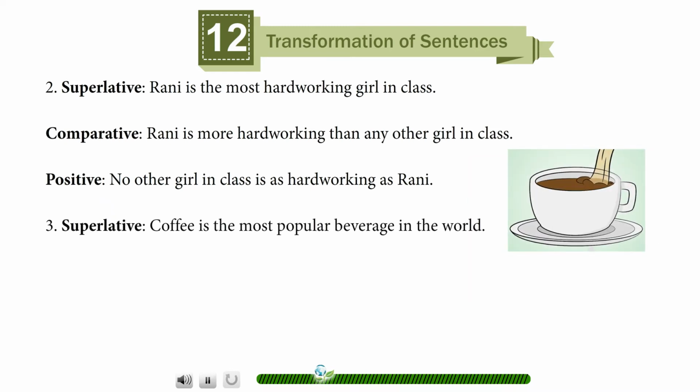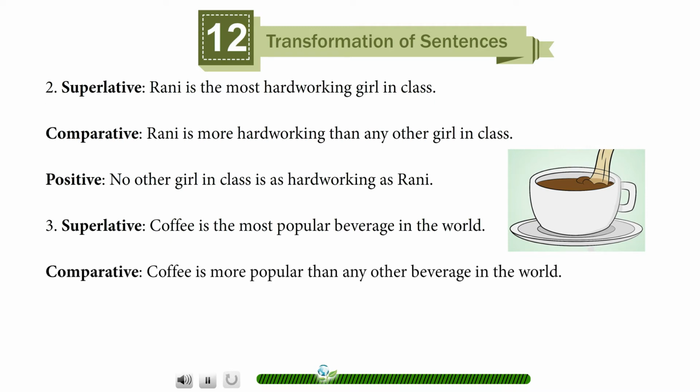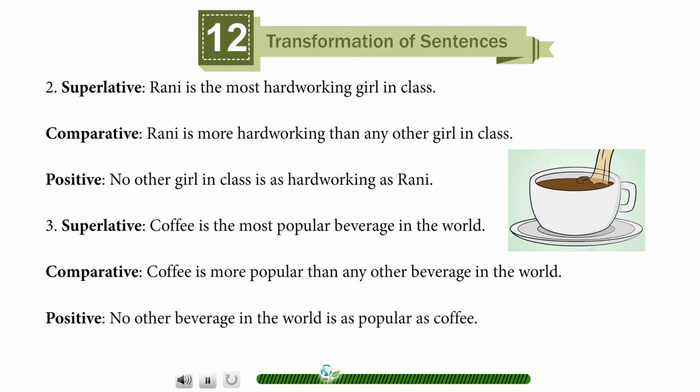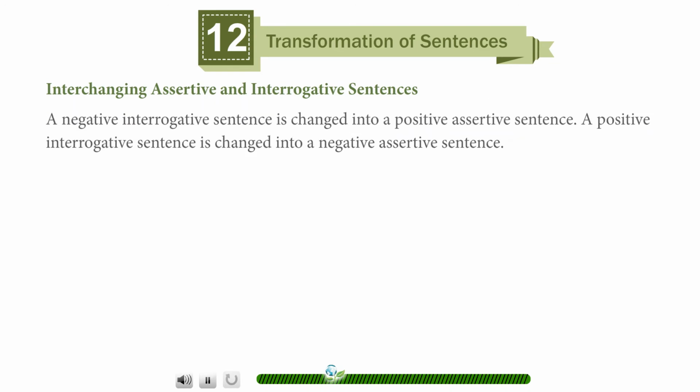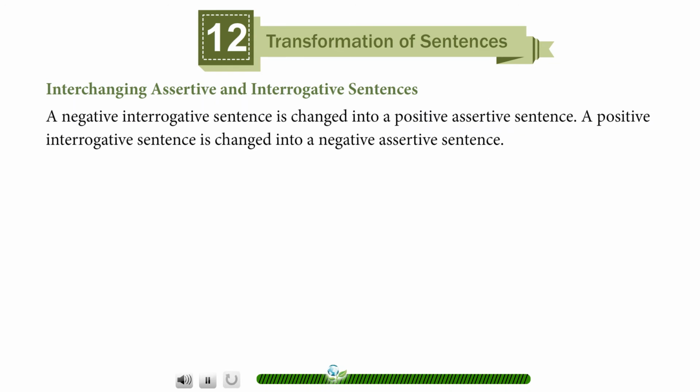3. Superlative, coffee is the most popular beverage in the world. Comparative, coffee is more popular than any other beverage in the world. Positive, no other beverage in the world is as popular as coffee. Interchanging assertive and interrogative sentences. A negative interrogative sentence is changed into a positive assertive sentence. A positive interrogative sentence is changed into a negative assertive sentence.